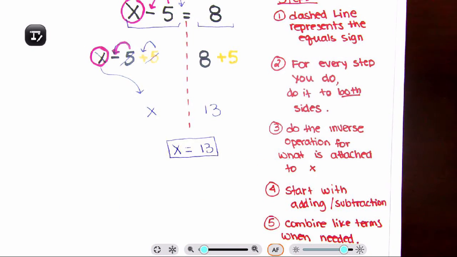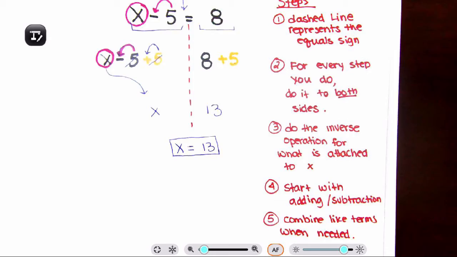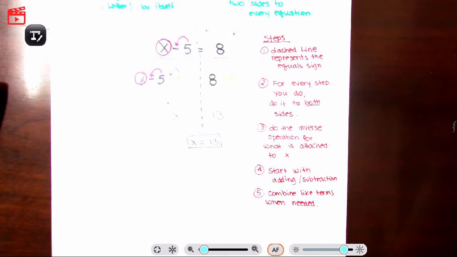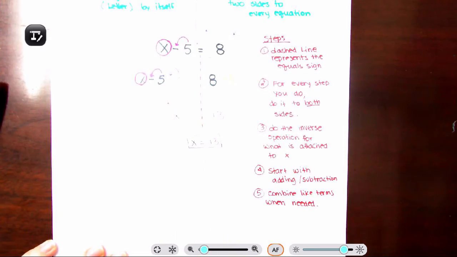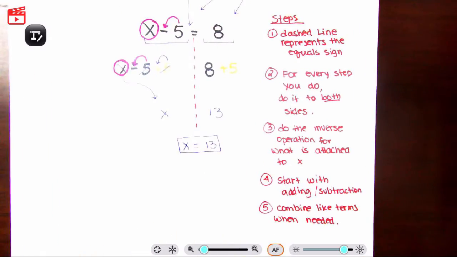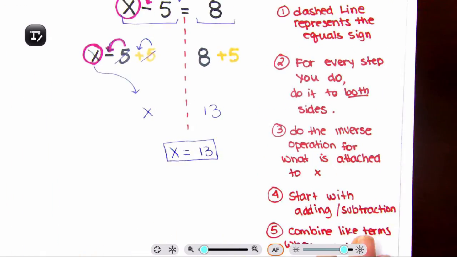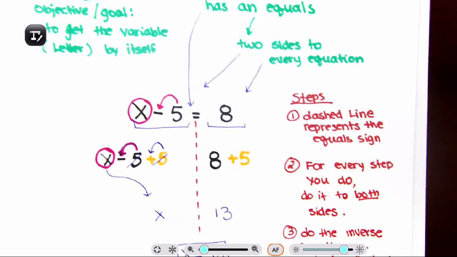So we are done. All right, beautiful people, this is just an introduction of how to set up. The main important thing I want you to know is the dotted line is super important, and we're going to be doing inverses of every step that you see.